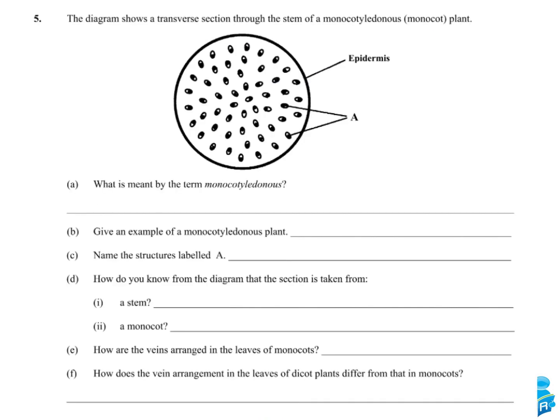Another one here. So this diagram shows the transverse section through the stem of a monocotyledonous plant. Again, makes sense because all of the vascular bundles are spread around. What is meant by the term monocotyledonous? So it contains one seed leaf.